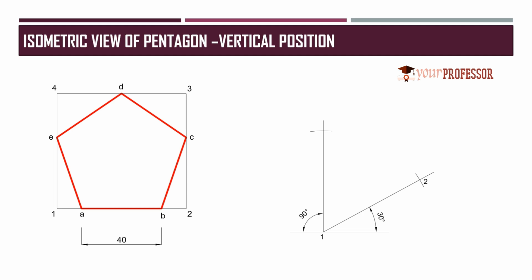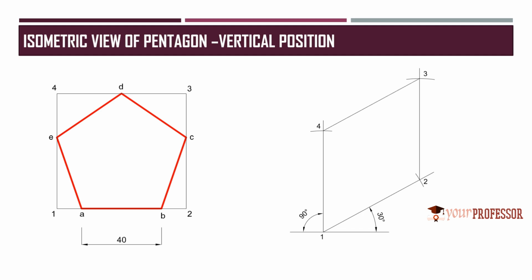You can drop an arc by considering 1 as center, that will be point 4. And in order to find point 3, you can draw parallel lines, or otherwise you can drop an arc. So I'm drawing a line parallel to 1, 4, nothing but a vertical line, with 2 as center. Considering the distance between 2 and 3 as radius, I drop an arc, that is point 3. Now join 3 and 4. So this is the isometric view of a rectangle.